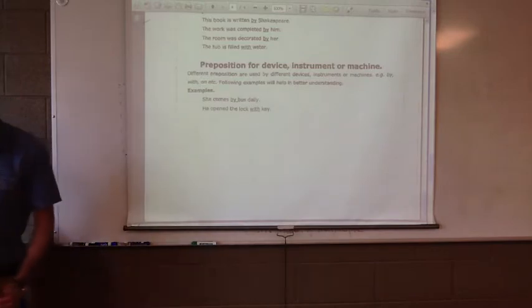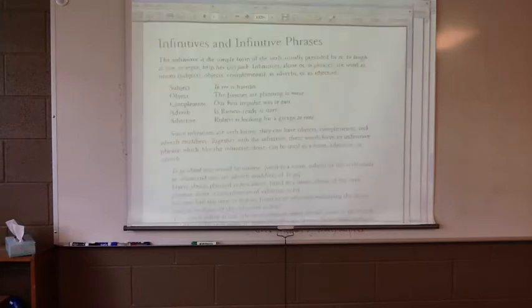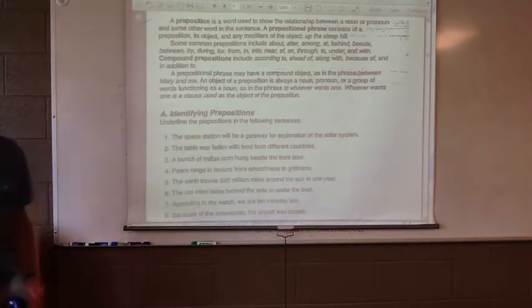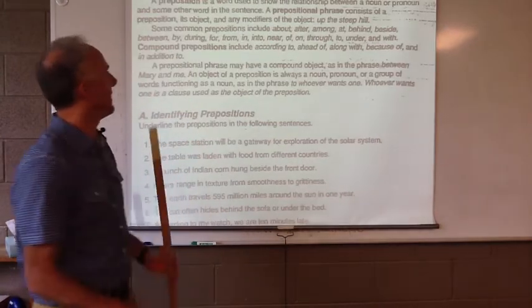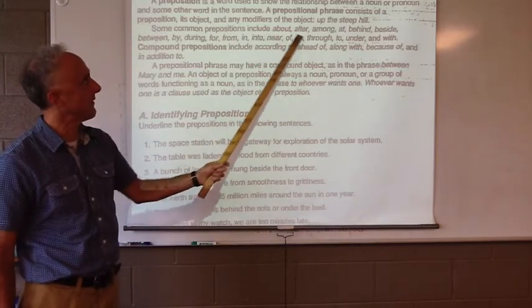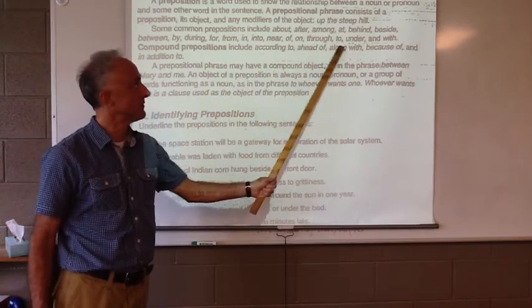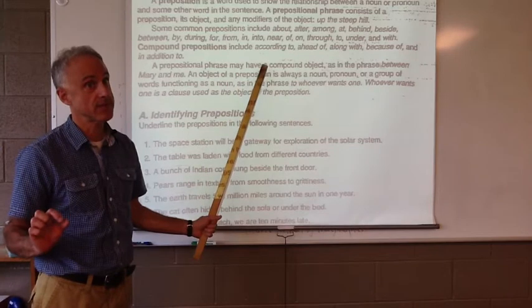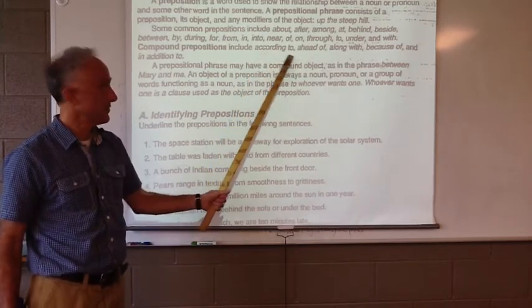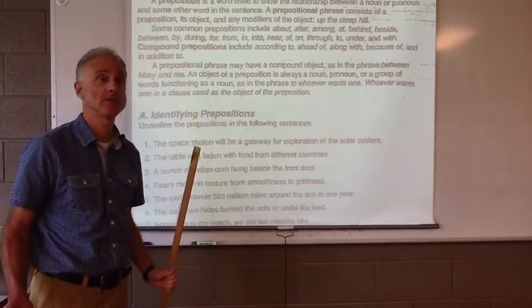So let's look at a list of some of them. Okay. So here's a list of some of the prepositions. And what you're going to learn here, which you probably didn't know before, is that in addition to the ones you are used to, about, after, among, at, behind, beside, between, by, during, for, from, in, into, near, of, on, through, to, under, with, we have some that are called compound prepositions. So there are more than one word that makes up just the preposition, not the full phrase. According to, ahead of, along with, because of, in addition to, even three words can be the one preposition.